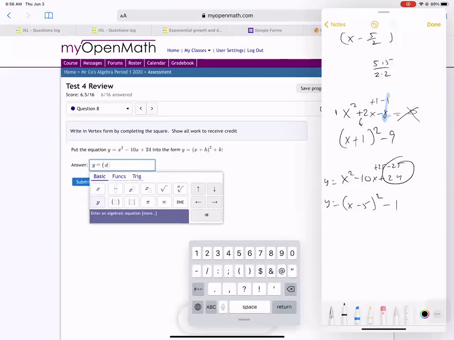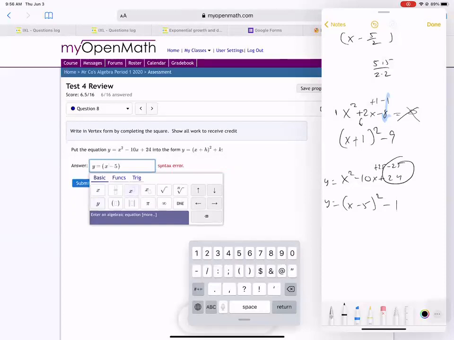We said x minus 5. Hopefully that part was right this time. Squared, and then we use the arrow to bump it over, minus 1.